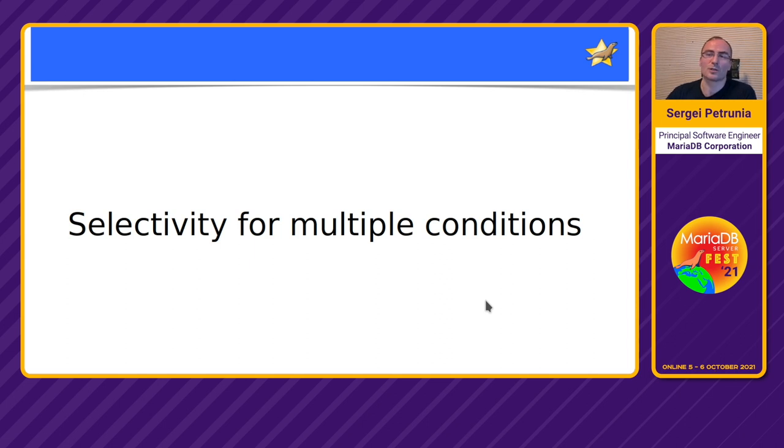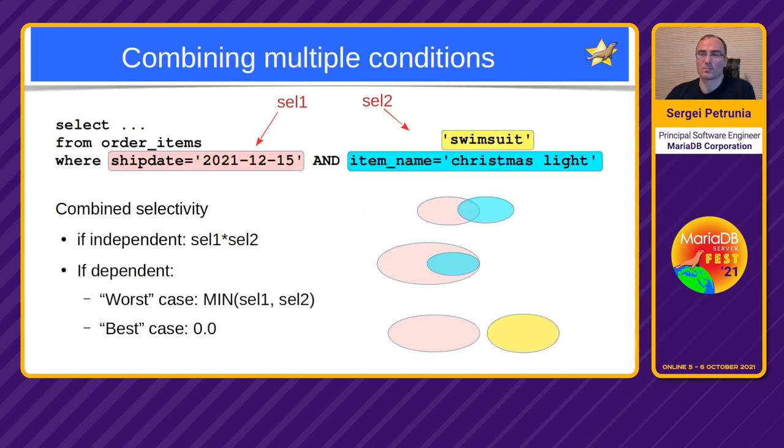A histogram just gives you the selectivity of one column. So what do you do if your WHERE condition typically uses several conditions on several columns? Here's an example. Suppose you want items ordered around Christmas, and then there is also a condition on item name, Christmas lights, or maybe it is swimsuit. How do you compute the combined selectivity?